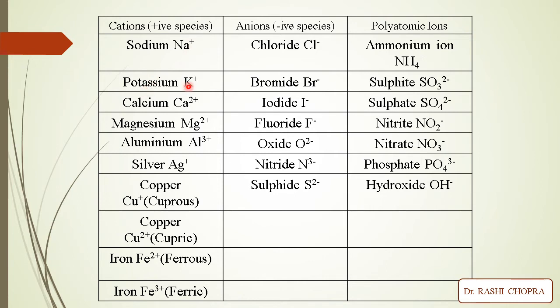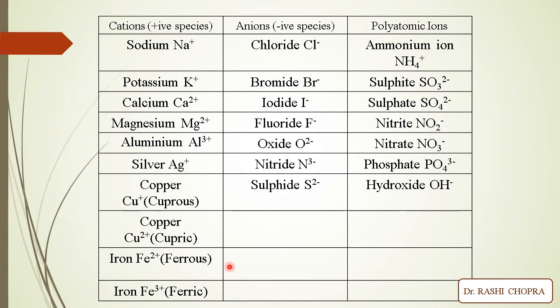Potassium again has a plus one charge, and calcium has a 2 plus charge. Magnesium has Mg2 plus, aluminium has Al3 plus, and silver has Ag plus. Now copper exists in two forms, cuprous and cupric. If your copper is in the cuprous form, it is Cu plus, and if it is in the cupric form, it is Cu2 plus. Iron also exists in two states, ferrous and ferric. Ferrous is Fe2 plus and ferric is Fe3 plus.